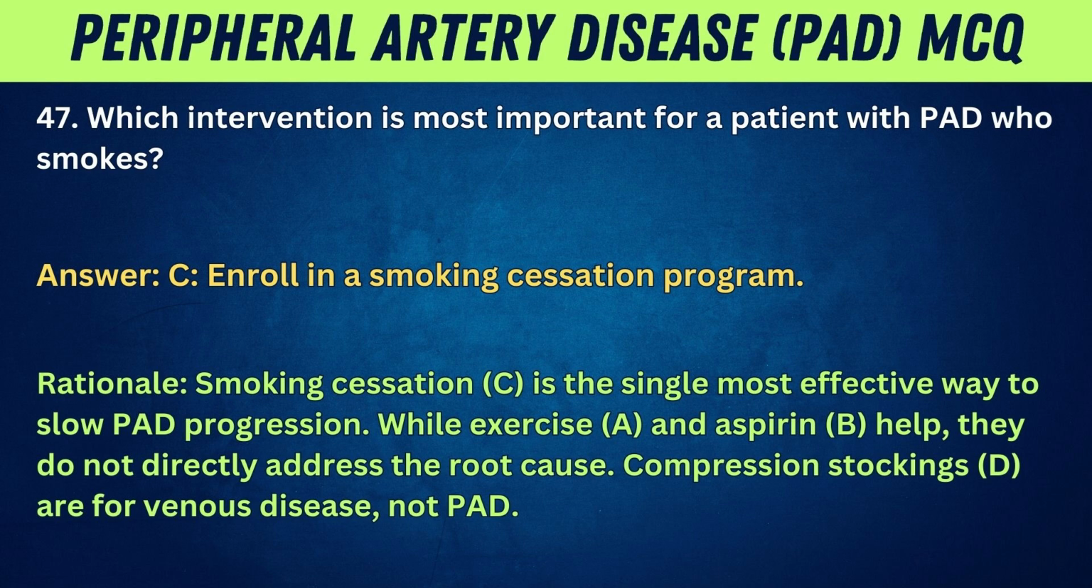Rationale: smoking cessation, C, is the single most effective way to slow PAD progression. While exercise, A, and aspirin, B, help, they do not directly address the root cause. Compression stockings, D, are for venous disease, not PAD.